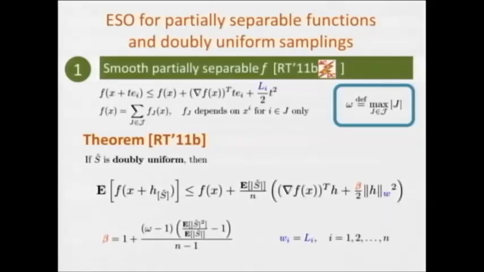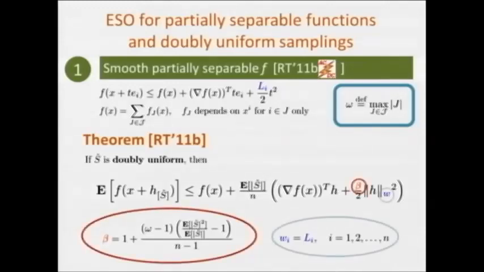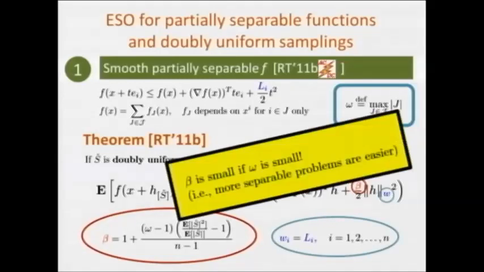Of course, you never do that unless you have a small problem, but that tells you that beta can be at most omega, which is exactly what you want because omega is the degree of partial separability. If that is small, everything is fine. It's small, it's O(1), let's say. If each example depends on at most 10,000 features, omega is 10,000, but not 10 trillion, which is the number of features, something like that. All right, so this is the result. Now you can see beta is small if omega is small. Everything is good.